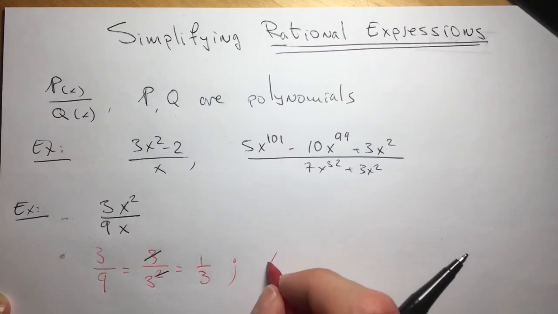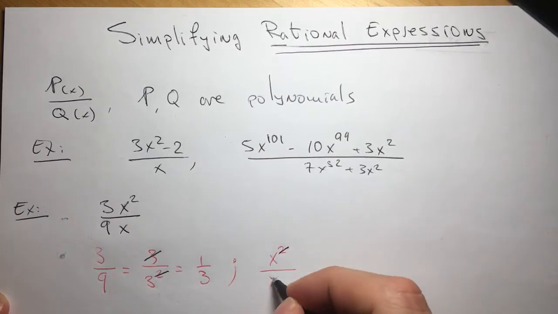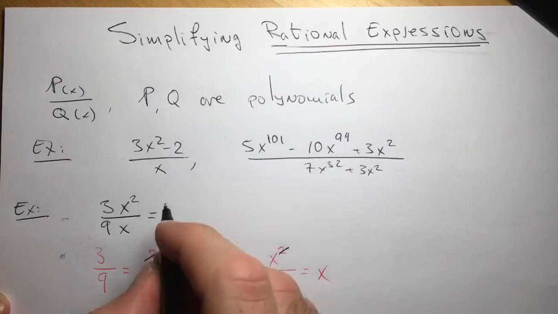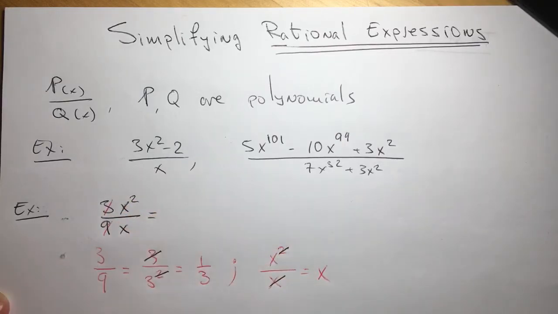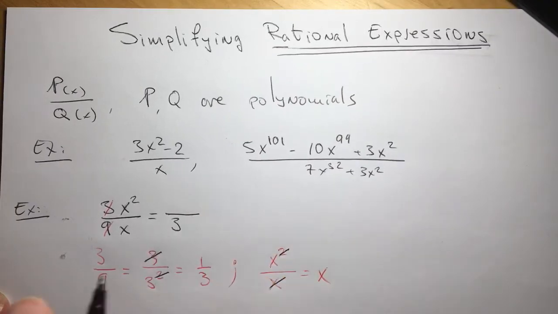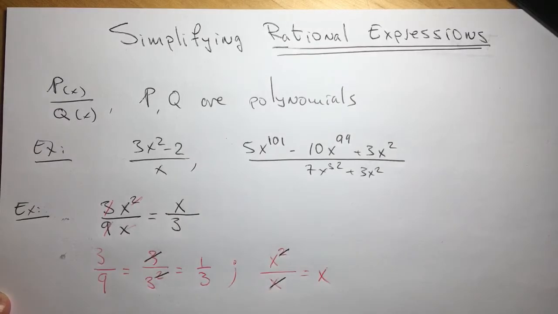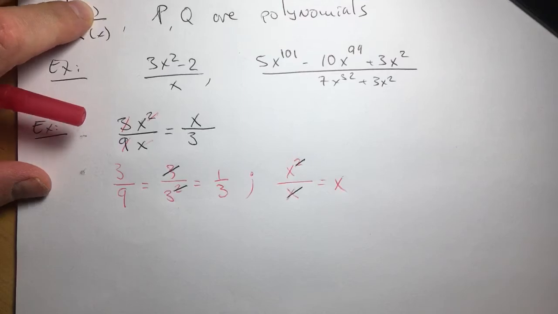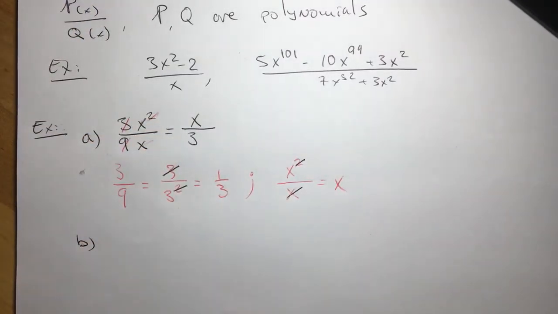And then we have the variable x. I have x squared over x, so x squared divided by x is simply x. So what's left? We have 3 divided by 9, as we said, is 1/3. I have a 3 in the denominator, and then x squared divided by x, I'm left with x. So we can simplify, or cancel, the numerator and the denominator as long as they have common factors.